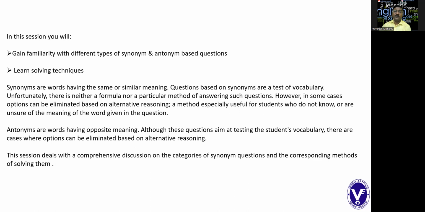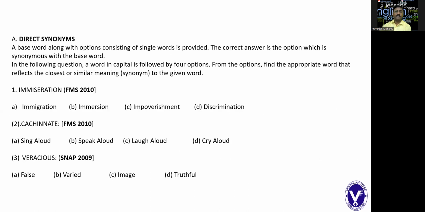Now, antonyms. So we know what synonyms are. Antonyms are words having opposite meaning, meaning they are not exactly the opposite, but as you get the questions, which of the options is farthest in meaning from the given word? So that means it is asking about the antonym. It will not say exactly opposite of it, but it will say farthest in meaning from the given word. So those are antonyms. Although these questions aim at testing the students' vocabulary, there are cases where options can be eliminated based on alternative reasoning. So we will do all this. We will use the techniques and you will see how we do it in this video.